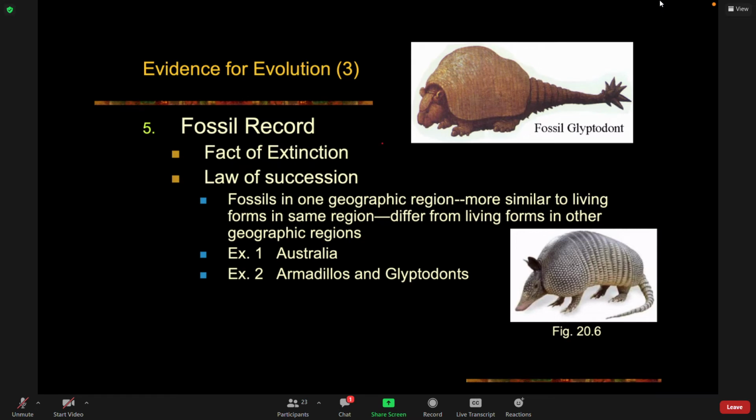So in the fossil record, from one layer to the next layer, to the next layer, we find a progressive change in the shape of the animals that is unique to that area. And this is what we mean by the law of succession, okay?